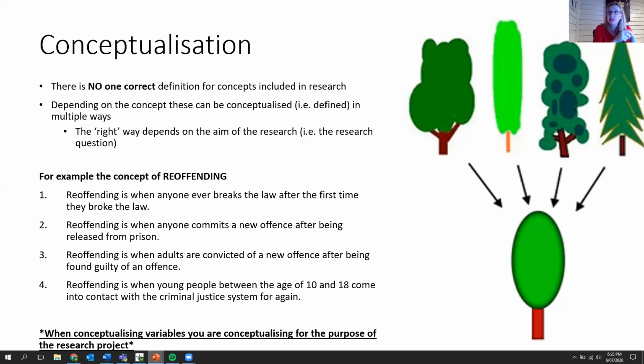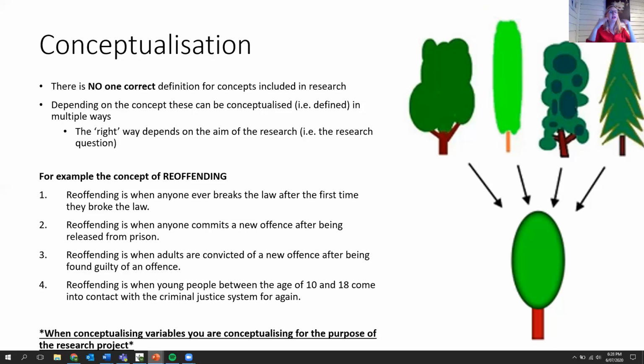A third way we could explore the concept of reoffending might be looking at adults who are convicted of a new offense after being found guilty of an offense previously. So that means they don't just have to break the law, they have to break the law, get caught, get taken to court, and convicted. So that's going to narrow the number of people I could have in my study by a lot.